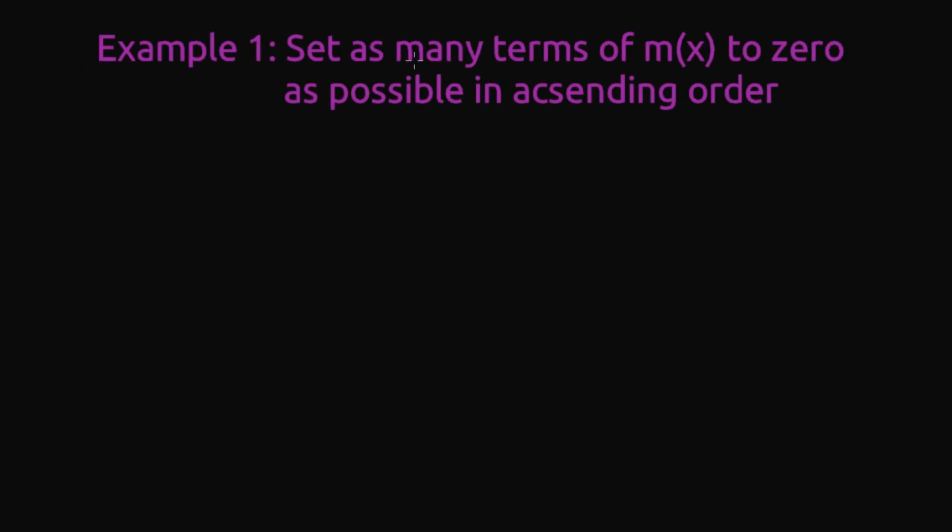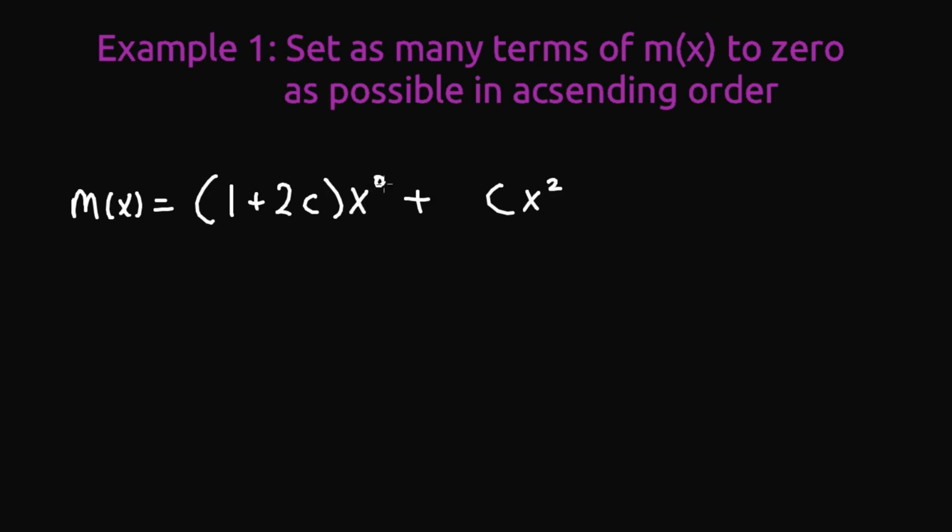In our first example, we're going to ask that we set as many terms of m of x to 0 as possible in ascending order. Well, what does this mean? Well, m of x is equal to, I'm going to write it like this, 1 plus 2c plus cx squared. And there's a secret x to the 0. By ascending order, I mean these terms. So here's a 0 and here's a 2. So starting at the lowest power, we're going to try to set as many terms to 0 as possible.